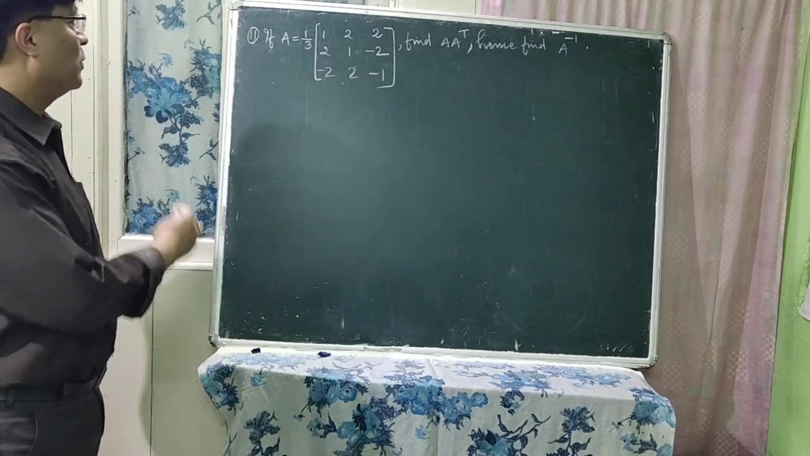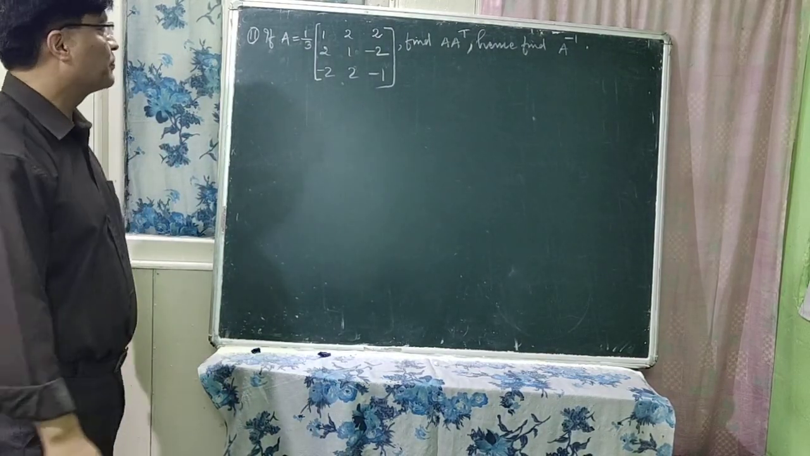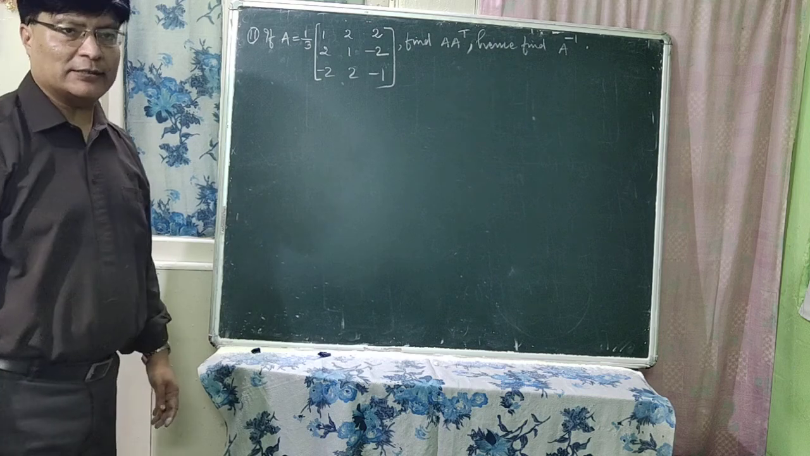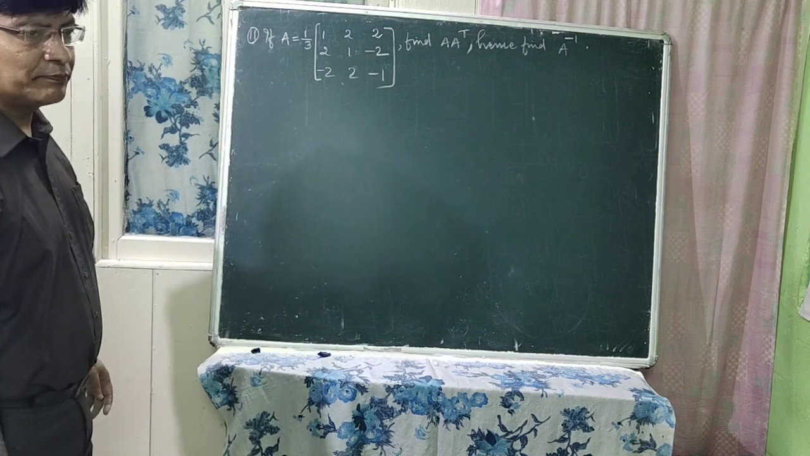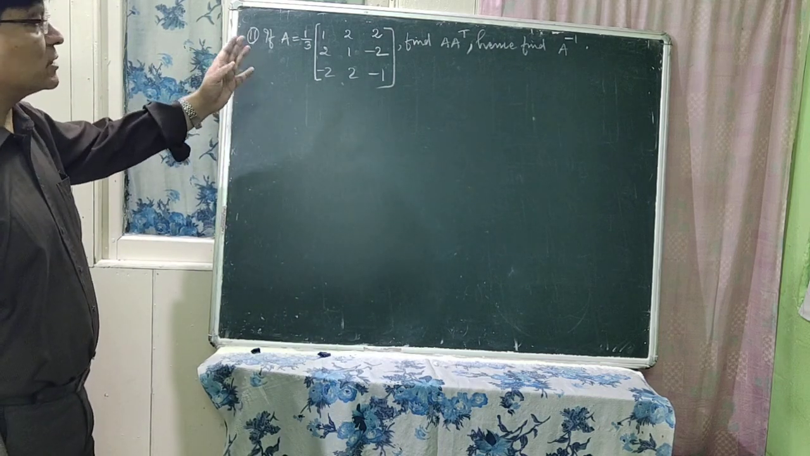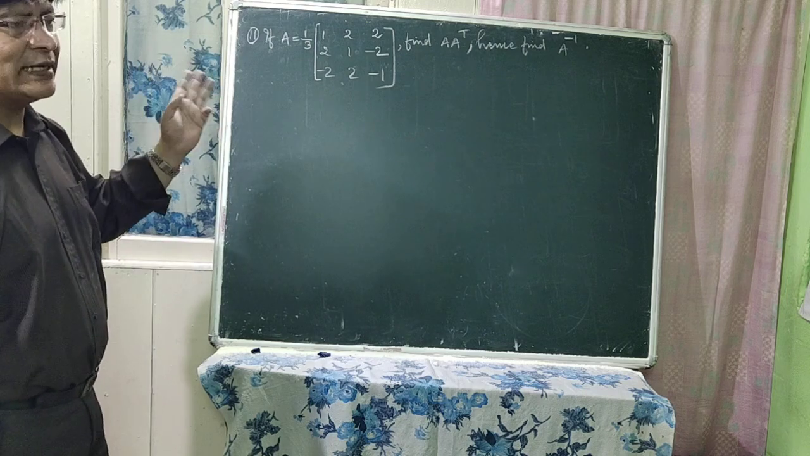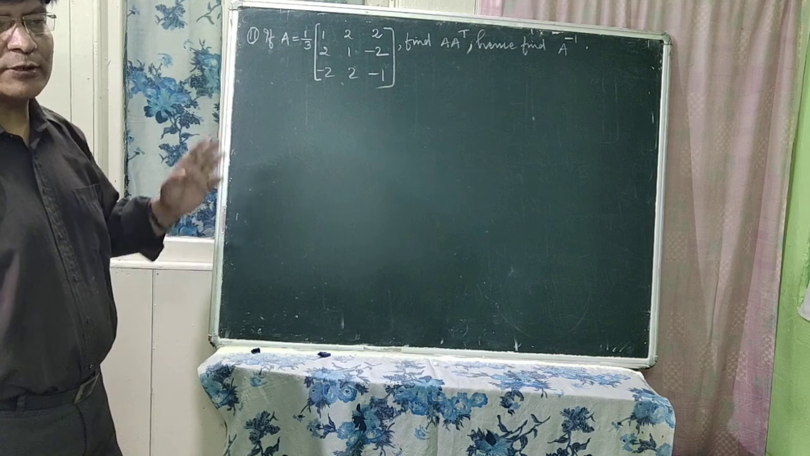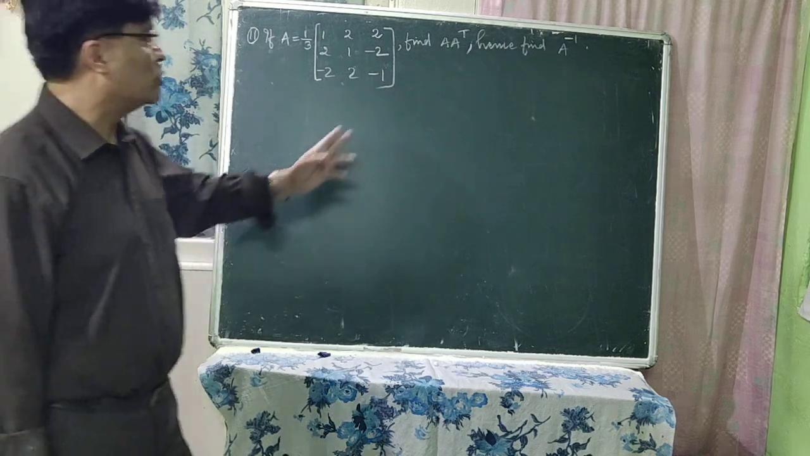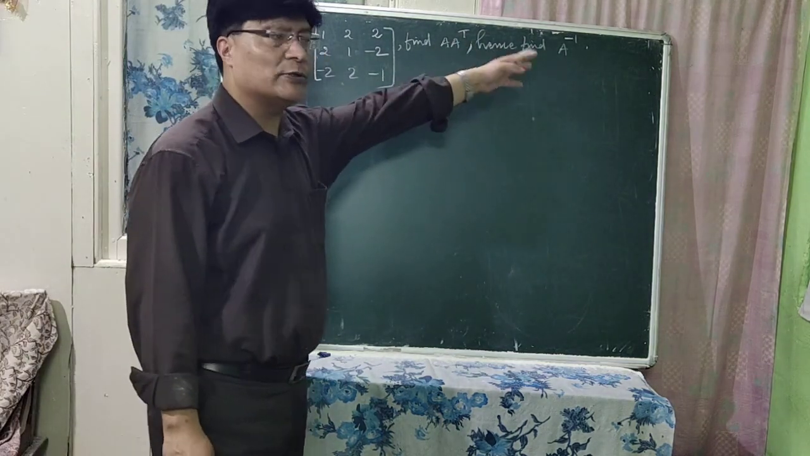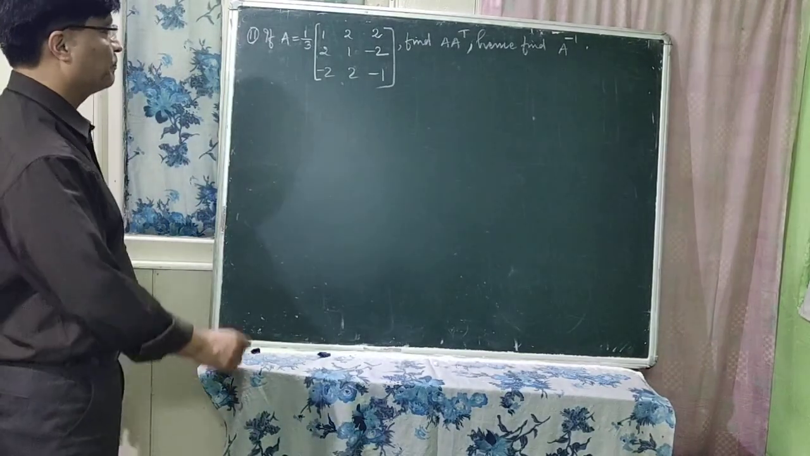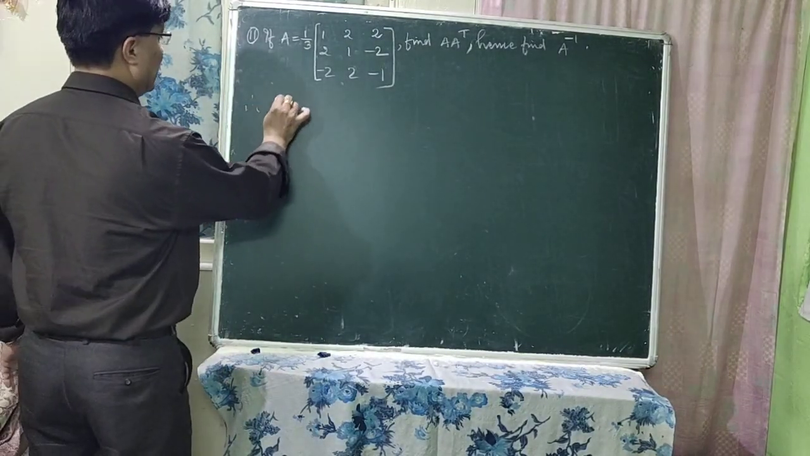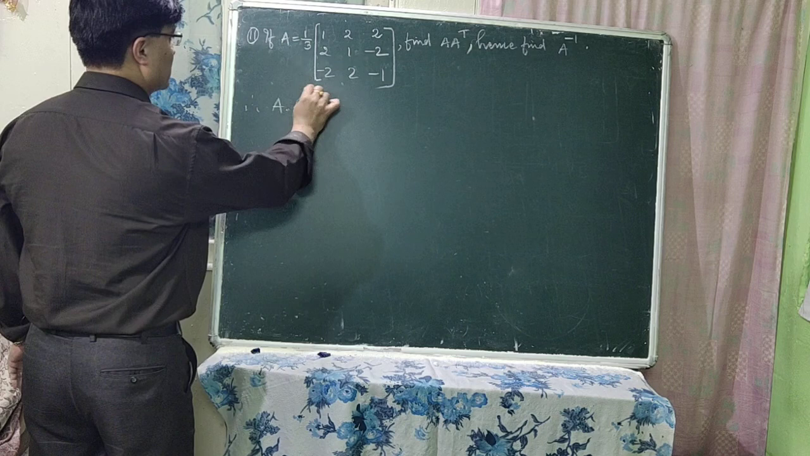So now we'll do question number 11. The given matrix is, if A is equal to 1/3 and the matrix given here is a third order matrix, you have to find out A dot A transpose. That is, AT is A transpose, and hence you have to find out A inverse. So using A dot A transpose, you can find out A inverse here. So let us find out A dot A transpose first.